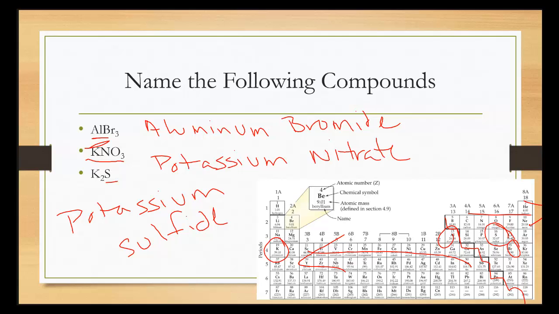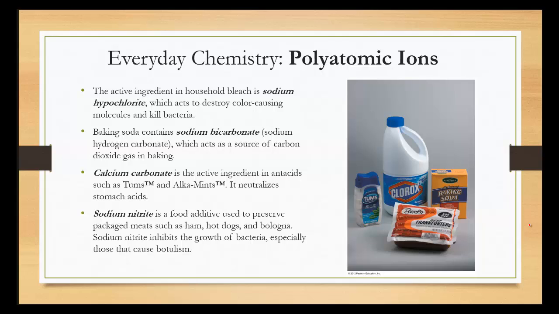So just a little bit of an overview and some ideas of how these things come into real life. The active ingredient in bleach is sodium hypochlorite. We can break that down by saying sodium is Na. Hypo means less than the normal oxygens. So if we say this is ClO2, that means that this must be ClO. And this destroys color-causing molecules and kills bacteria.